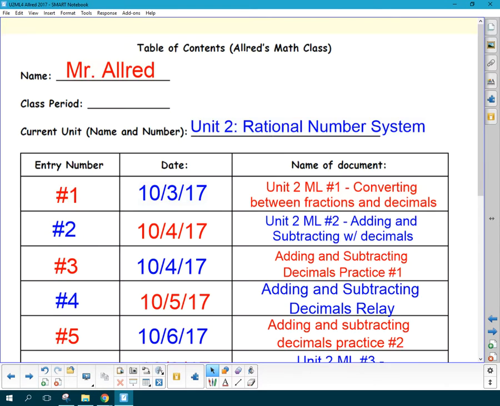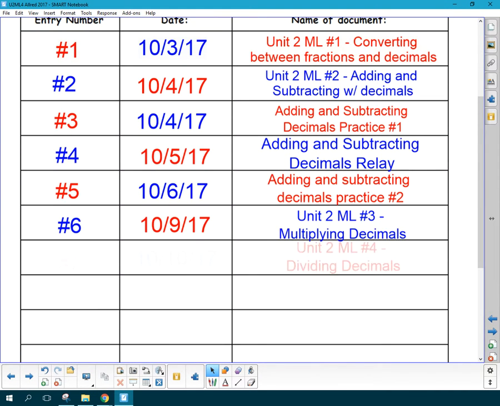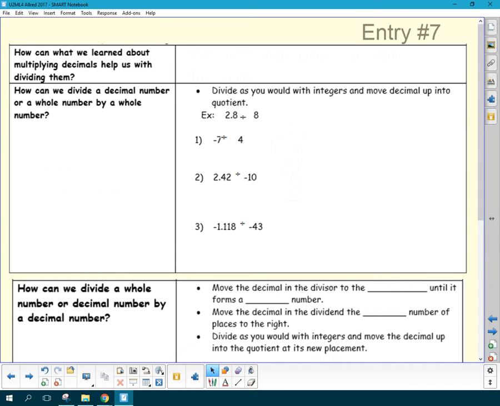So here we go. I want to make you aware that this is your 7th entry in the table of contents, Unit 2, mini lesson number 4, dividing decimals, your 7th entry on this 10th day of October 2017. Welcome to the show. Here we go. Write entry number 7 on the top right-hand side of your notes. Go ahead and do that for me.